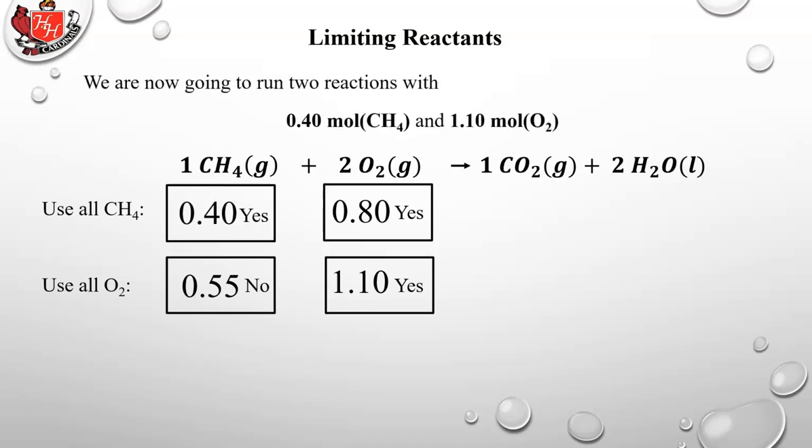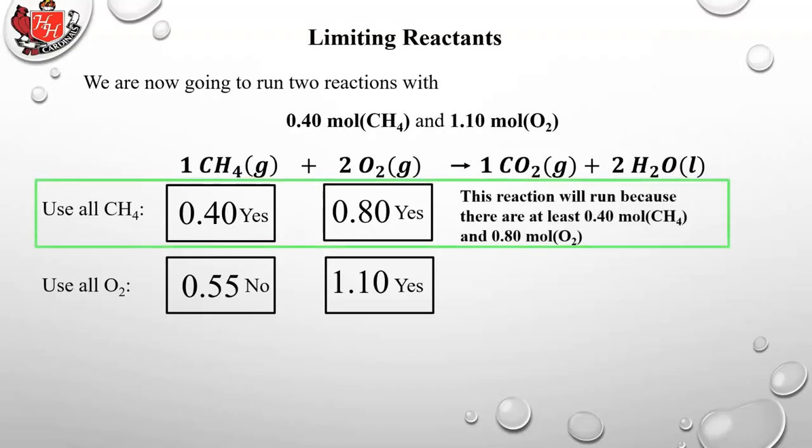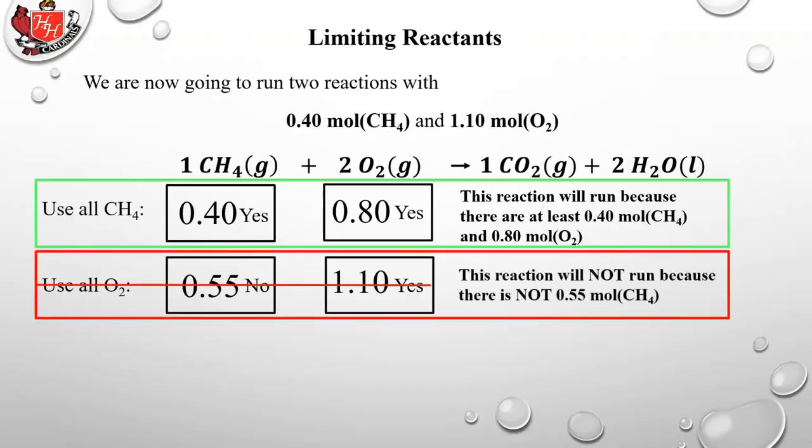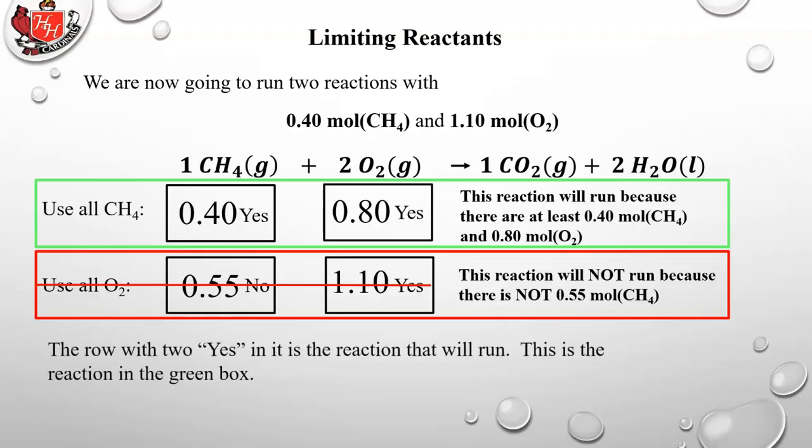Okay, so now we're going to run 2 reactions, and this is the reaction that will run, the one that has the 2 yeses in the row. The reaction will run because there are at least 0.4 moles of CH4 and at least 0.8 moles of O2. That reaction down below will not run for the reason I gave earlier. So the row with 2 yeses in it is the reaction that will run. This is a reaction in the green box.